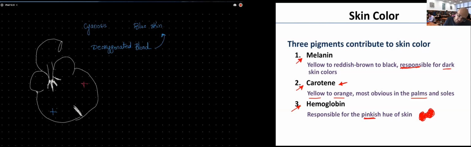So this will result in deoxygenated blood being delivered to my aorta. And as a result, this deoxygenated blood is going to be manifested as bluish discoloration of skin.